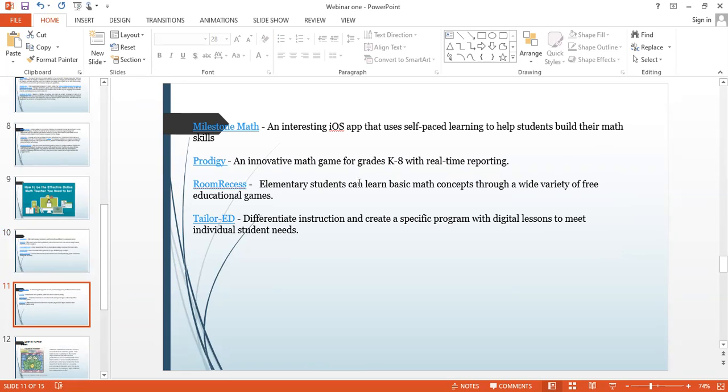Elementary students can learn basic math concepts through a wide variety of free educational games. Last one is Tailor-made. Differentiate instruction and create a specific program with digital lessons to meet individual students' needs.